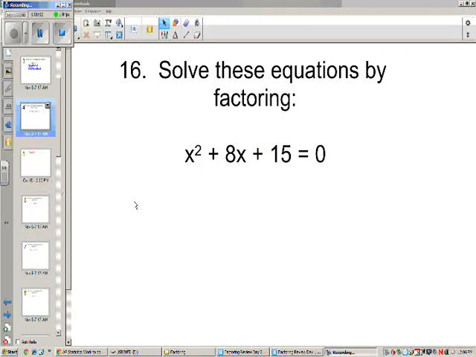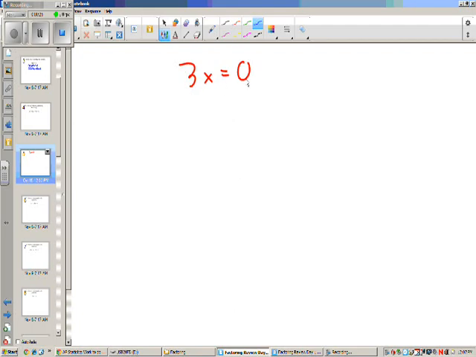All right, now on this problem, we want to solve this equation by factoring. We have x squared plus 8x plus 15 is equal to 0. So what we want to do is first factor this and then figure out what values of x will work for this equation to equal 0. Well, there's one thing that we have to go back and remember first. If 3x equals 0, what will x have to be?